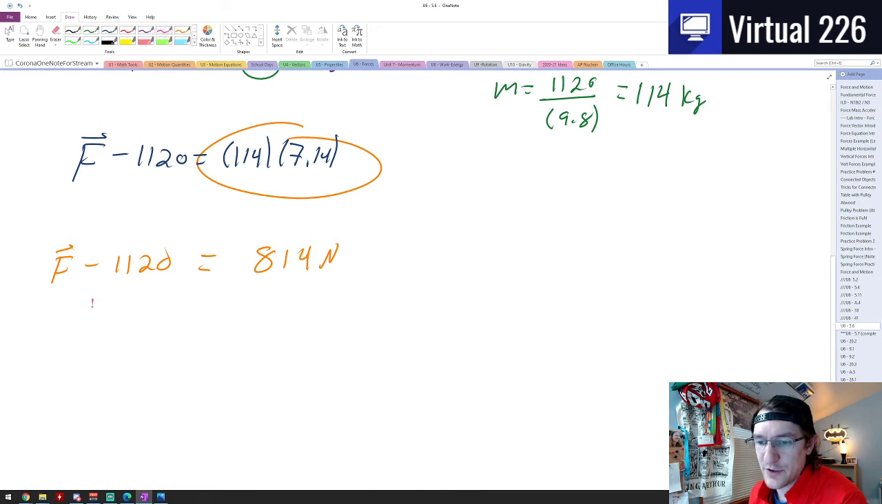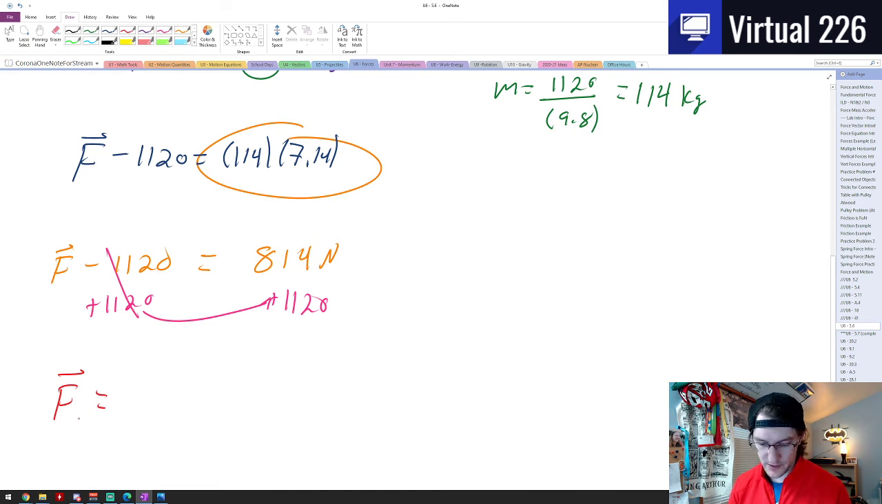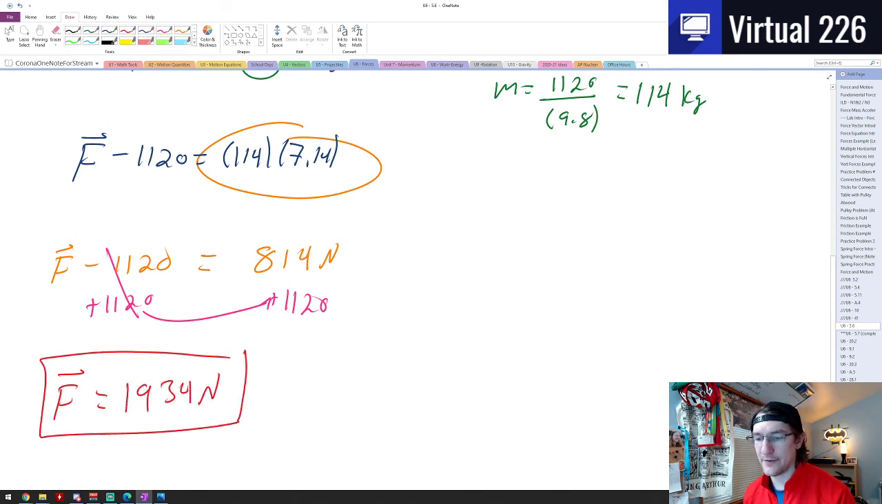And then we simply just need to add the 1120 over to the other side. That goes away there, and we find that the force will equal whatever 1120 plus 814 is, and we get 1934 newtons. And that's the average force acting up on the person in this problem.